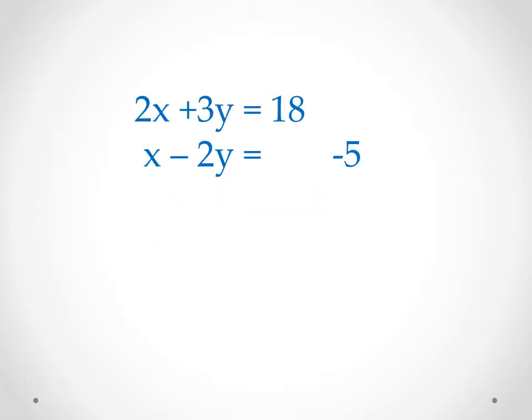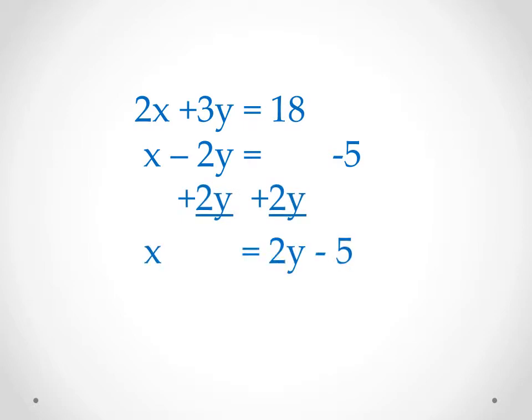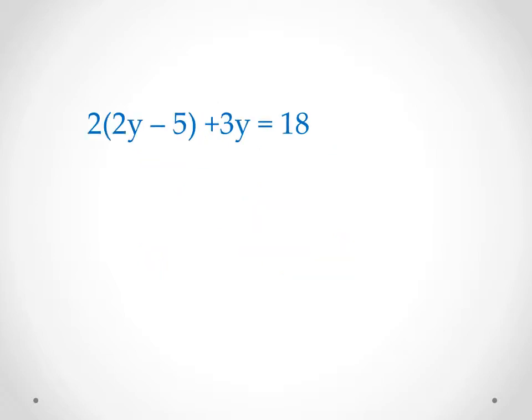Start out, this practically begs to use the substitution method. I'm looking there at x minus 2y is equal to negative 5, and I've made room so I can add 2y to both sides and end up with x is equal to 2y minus 5. I can substitute in wherever x is in the first. We end up with 2 times the quantity 2y minus 5 plus 3y equals 18.